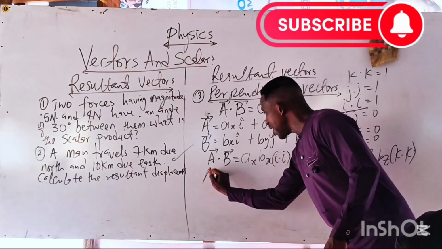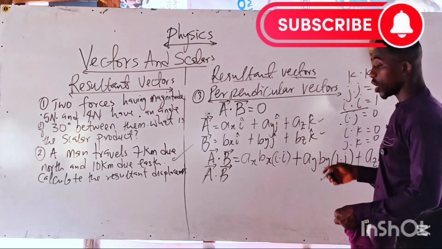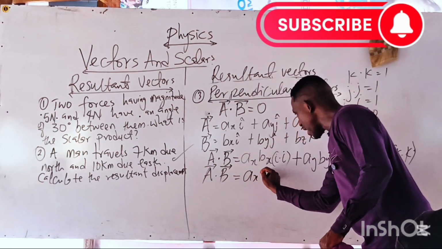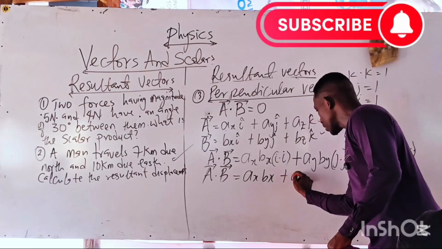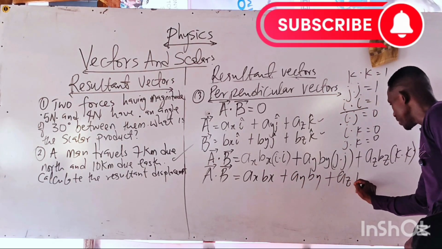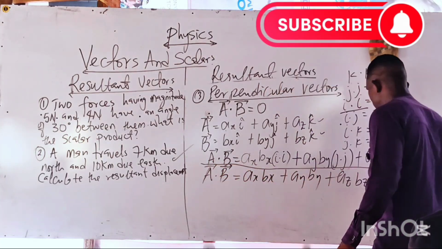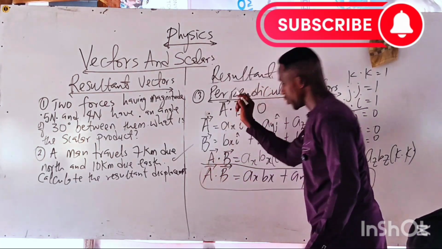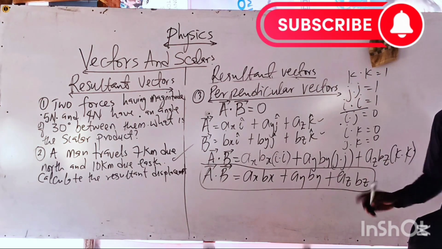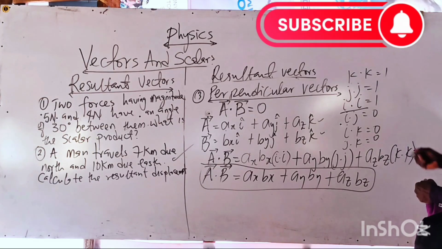So that A dot B, this is the dot product. It's called what? Dot product. A dot B is equal to AX BX plus AY BY plus AZ BZ. So this is very, very important in finding the dot product. All right. Let me give you a quick question on that.